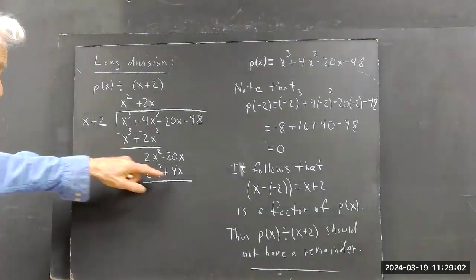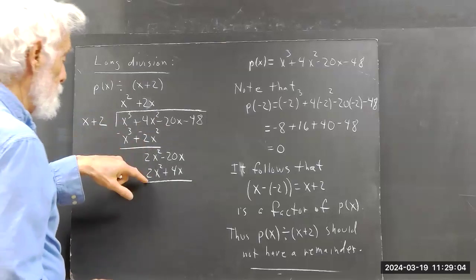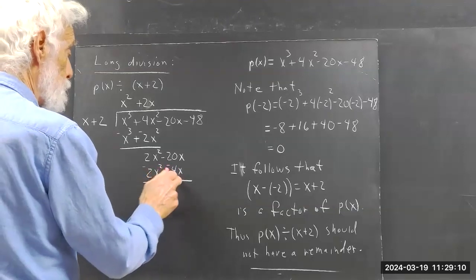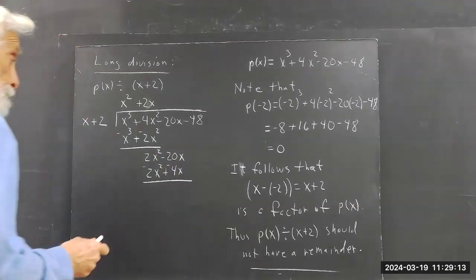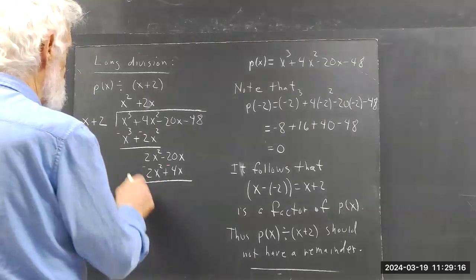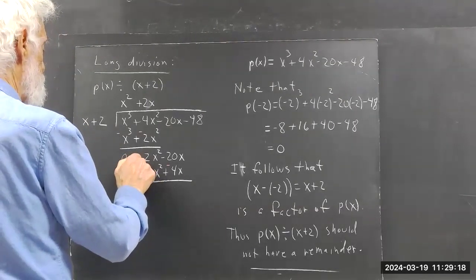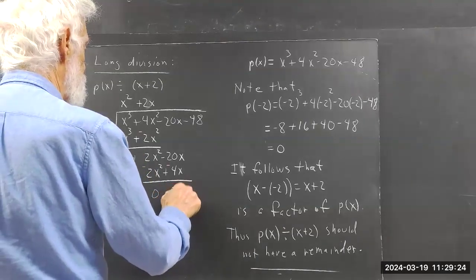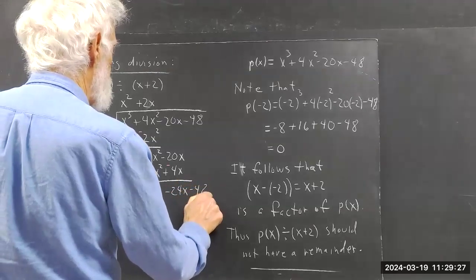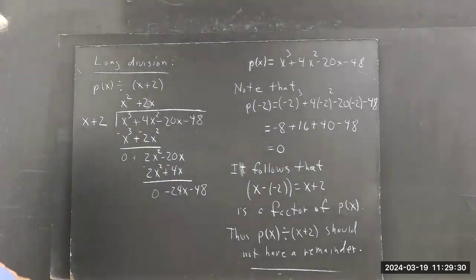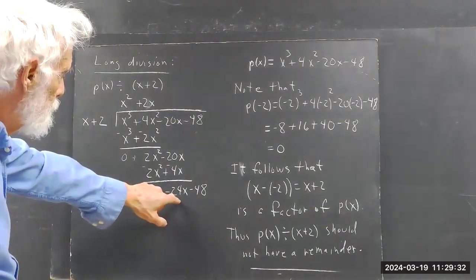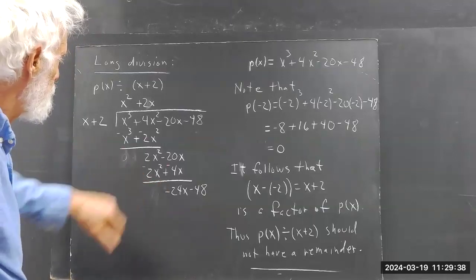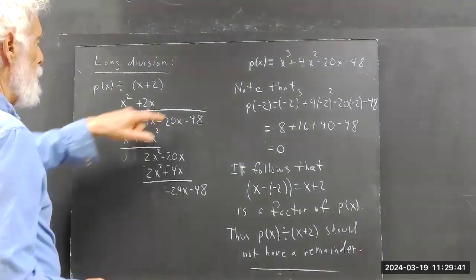Now I want to subtract this from this. So I want to subtract the 2X squared from the 2X squared, and I want to subtract the plus 4X from the negative 20X. So this gives me 0. And this gives me minus 24X. We'll write down my minus 48. X goes into negative 24. Then I don't really need the 0 there, so just obliterate that. What do I put here?